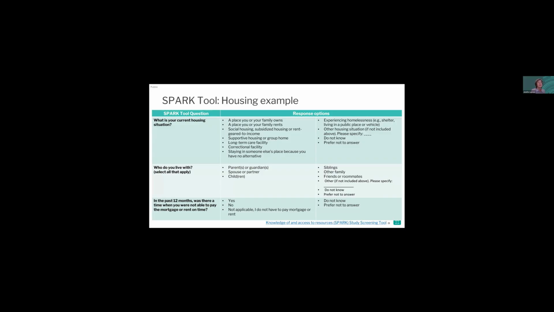Questions and response formats vary across the SPARC survey. Some domains ask a singular question, and others, as shown here for the housing-related domain, include multiple questions. Some questions encourage a single response, and some allow for multiple responses or even narrative text, but all include options for do not know and prefer not to answer. Some responses include multiple concepts, while others are simply a yes or no.